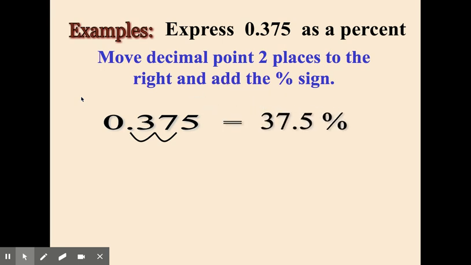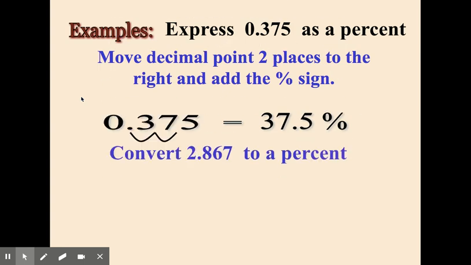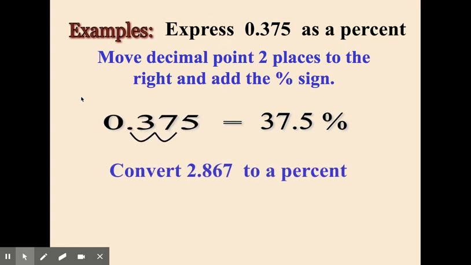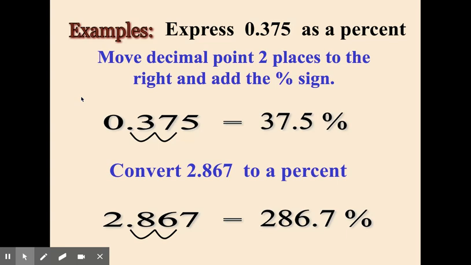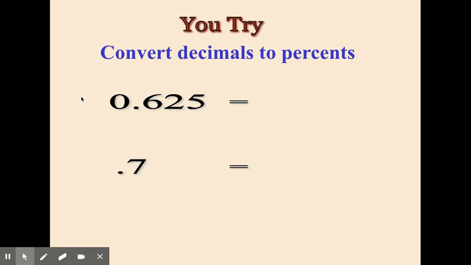That changes it to 37.5, and then just put the percent symbol on it. Let's convert 2.867 to a percent. Okay, I move the decimal once to the right, a second time to the right. That changes it to 286.7, and then you add the percent. You could also just see it as taking the decimal and multiplying it by 100. Okay, you give it a try.